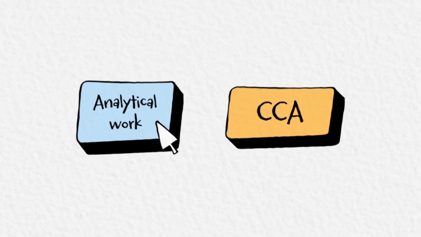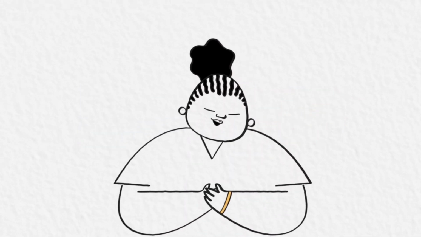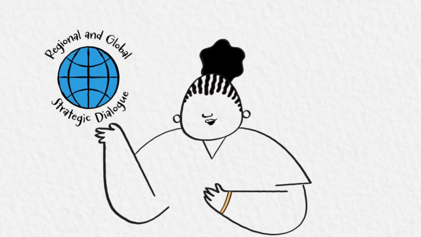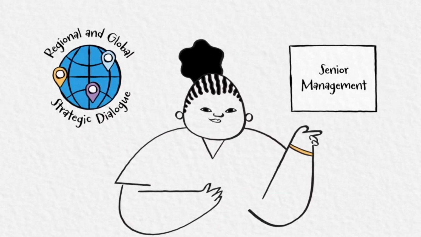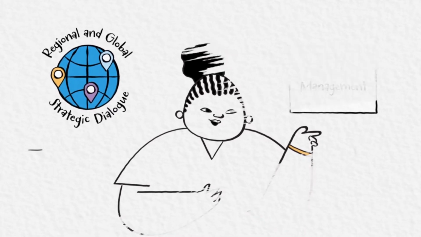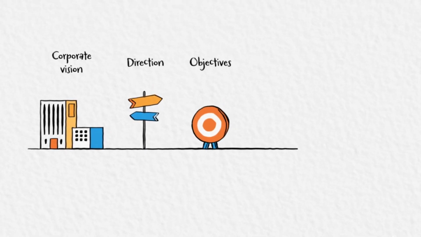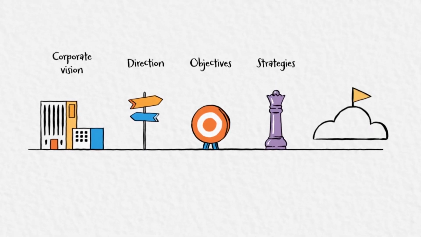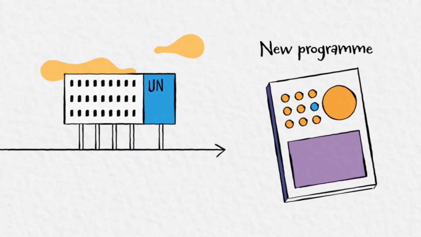After the analytical work and the CCA is near completion, the country office must initiate a regional and then the global strategic dialogue. A white paper should be prepared to engage with senior management. The strategic dialogue is an opportunity to discuss the corporate vision, direction, objectives, strategy, and results-related expectations before a country office develops a new program.